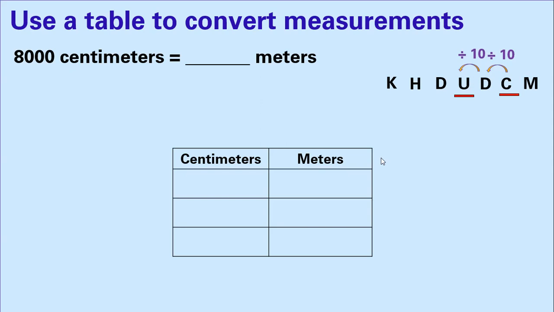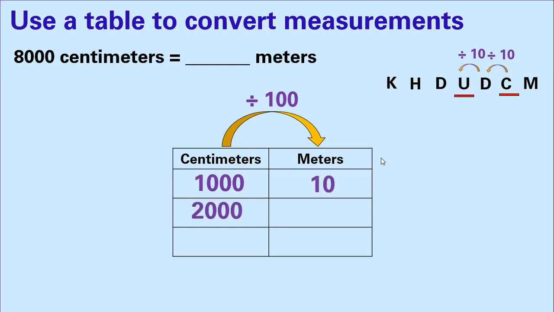Here, we're going to move over 2 places. 10 times 10 is 100, so we're going to be dividing by 100. 1,000 divided by 100 is 10. 2,000 divided by 100 is 20. 8,000 divided by 100 is 80. So 8,000 centimeters is the same as 80 meters.